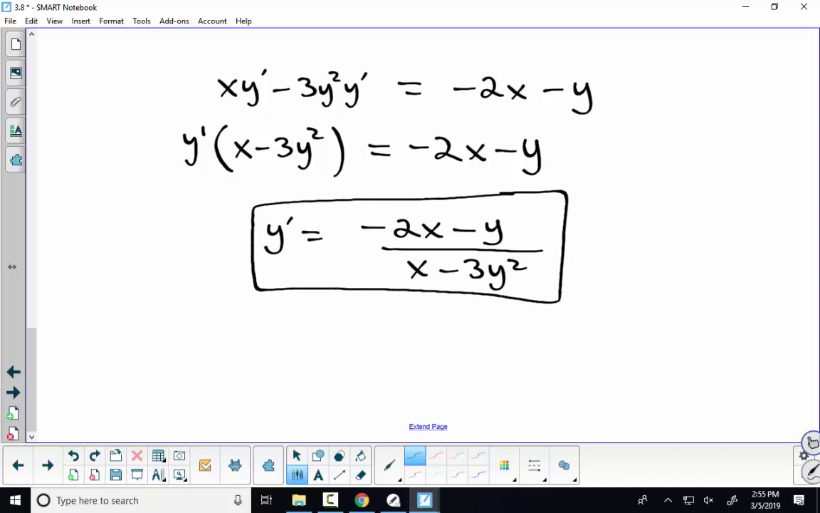Okay, so that's the actual derivative of that funny looking curve. And that's always the process to solve for the derivative. You keep the factors that have the prime or the derivative on one side together and put everything else on the other side of the equation, factor out the y prime, and divide by what's left over.